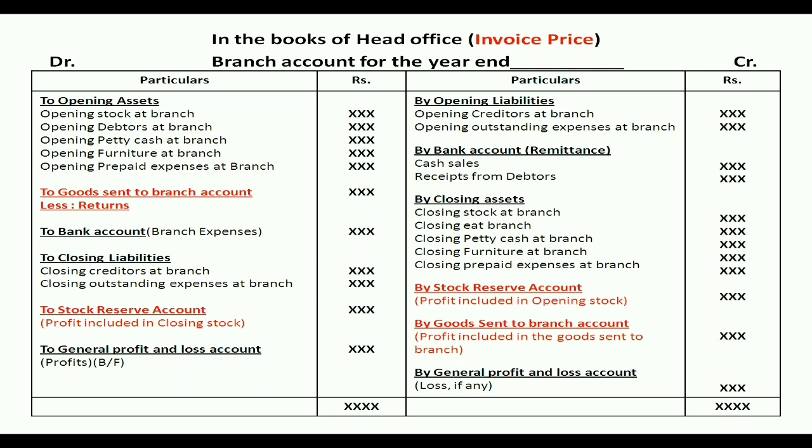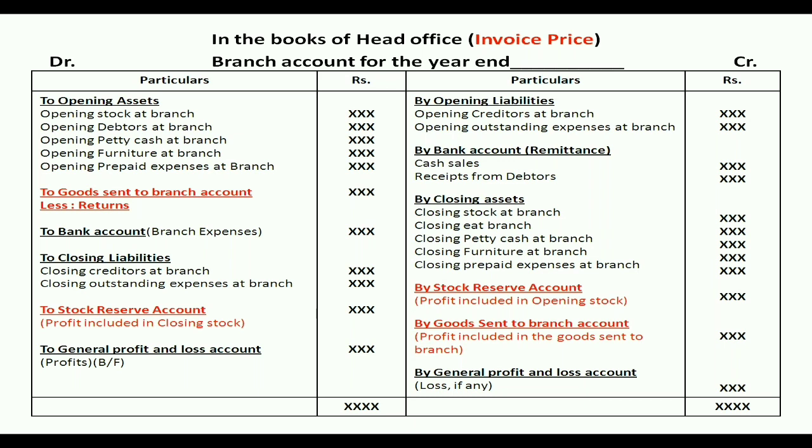Let me brief it one more time. On the debit side, we start with opening assets. On the credit side, we start with opening liabilities. These two are the same when compared with the cost price method. Then on the debit side, the second entry we record is goods sent to branch. Whatever goods are sent by the head office to the branch will be recorded in the inner column.